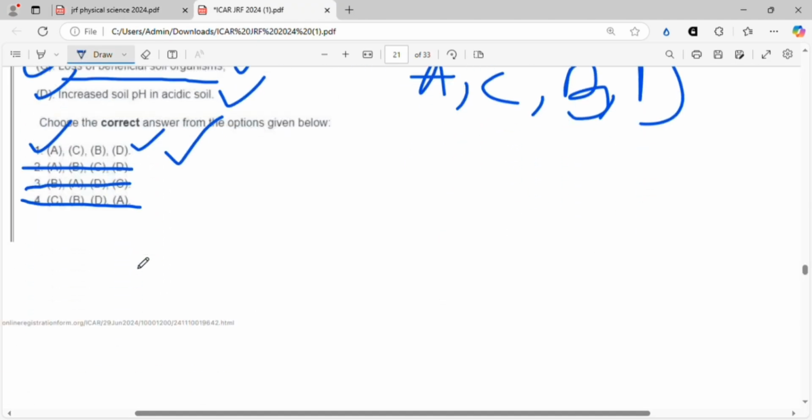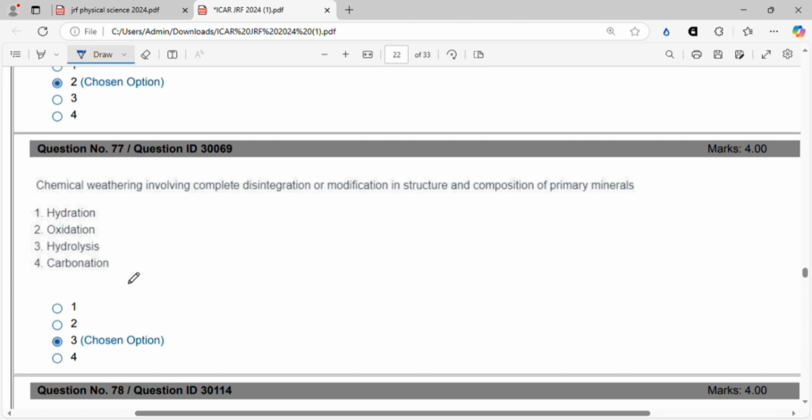All right. Let's move on to the next question. This is another question from pedology, probably the 10th question. I lost my count. And this is from weathering. Weathering is very easy, but you have to understand it and be very thorough. The question: chemical weathering involving complete disintegration or modification in structure and composition of primary minerals. This is a very well-known question from weathering. This has been asked in several competitive exams, be it general agriculture exam or soil science exam. So you must know the answer of this, and the answer is hydrolysis.